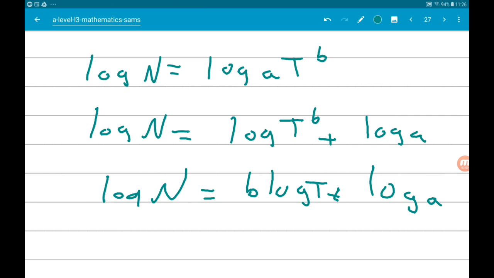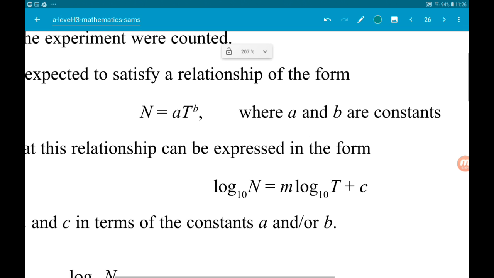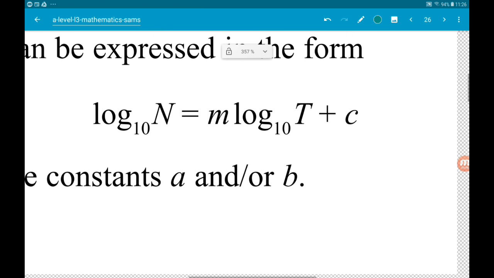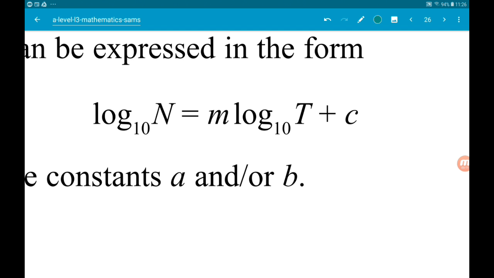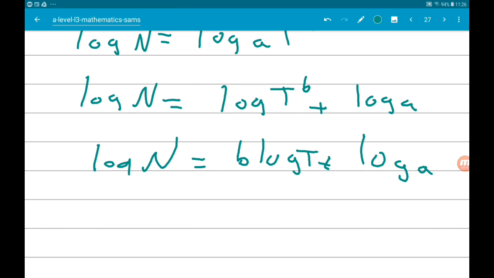So, comparing their things to our things, we have m is equal to b, and c is equal to log a.